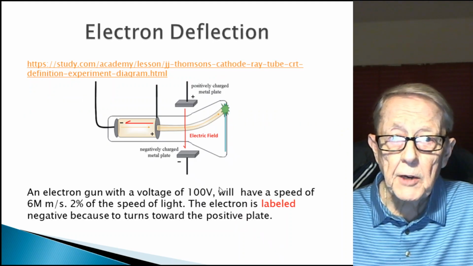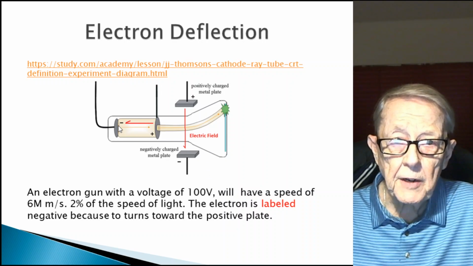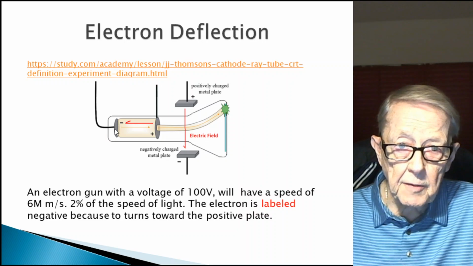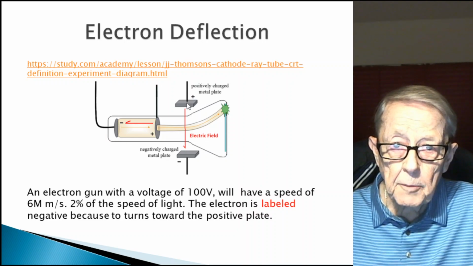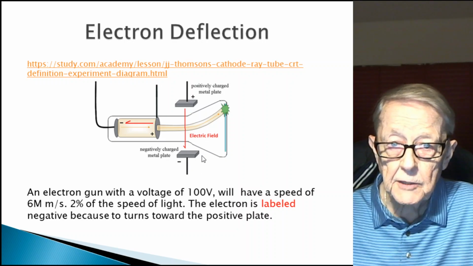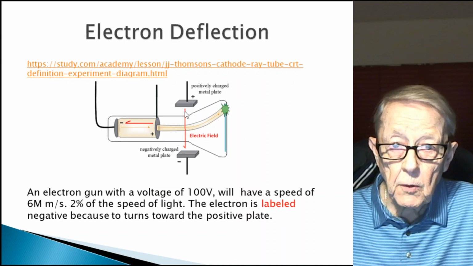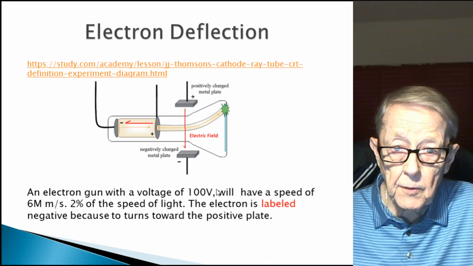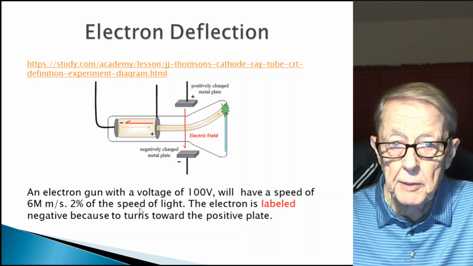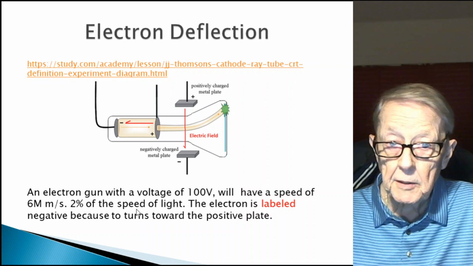Okay, so here we have electron deflection, and what you have is the equivalent of an electron gun here, with positive on the anode and negative on the cathode, and positive on this plate and negative. In this case, the plates are outside of the tube, just as a drawing. And it states an electron gun with a voltage of 100 volts, 100 volts here and 100 volts there, will have a speed of 6 million meters per second. That's 2% of the speed of light. So this electron ray is not going at the speed of light.